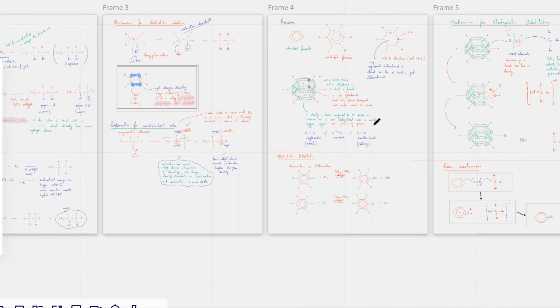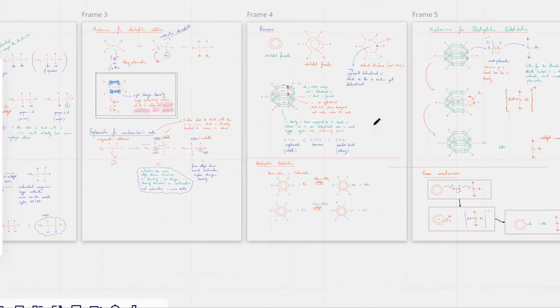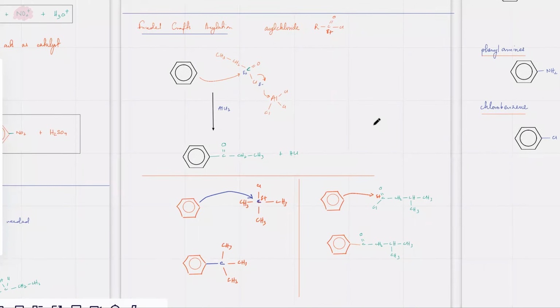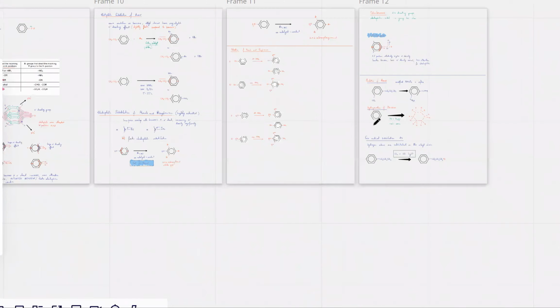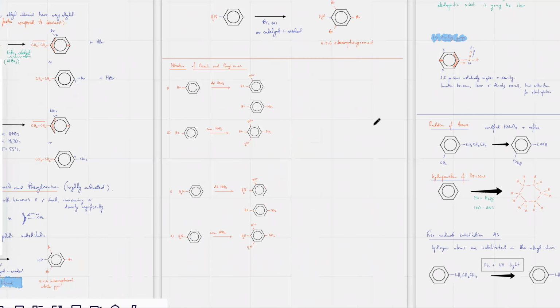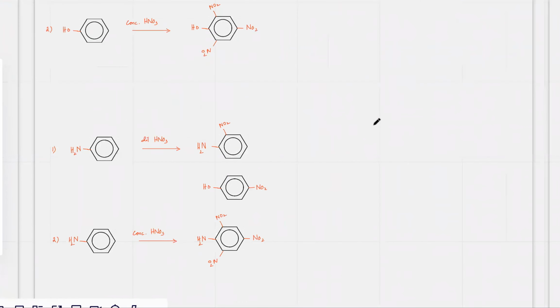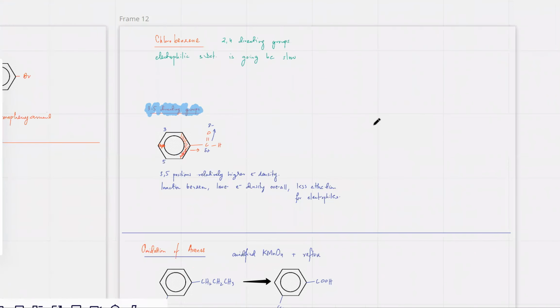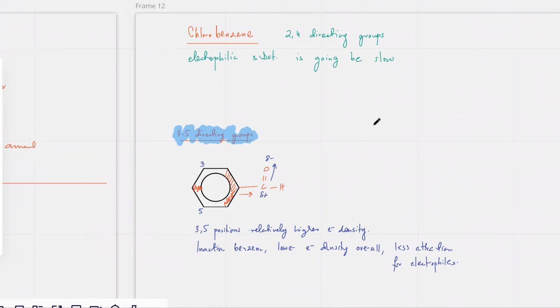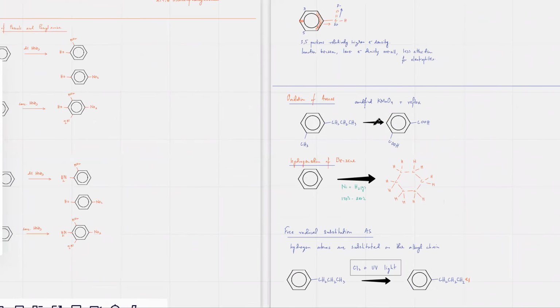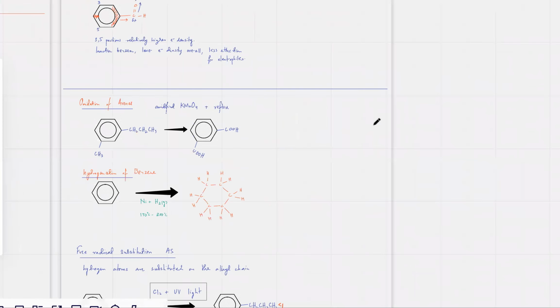Achha, then what we did next was, we talked about, this is all we already did. This was all about dilute nitric acid or concentrated nitric acid and phenylamine, pretty much the same thing. And then we did chlorobenzene, where electrophilic substitution is going to be slow. Okay, that's fine. So what's after that?